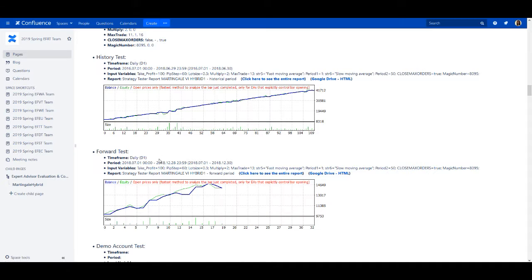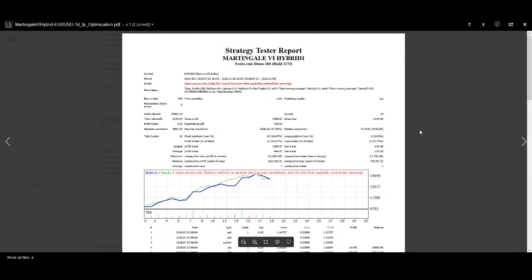And the next one, it's the summary for our report of the forward period, where the period is from July 2018 until the end of December of 2018. And again, using the same input variables, we have a different report. And if you click here, you can have the entire report.